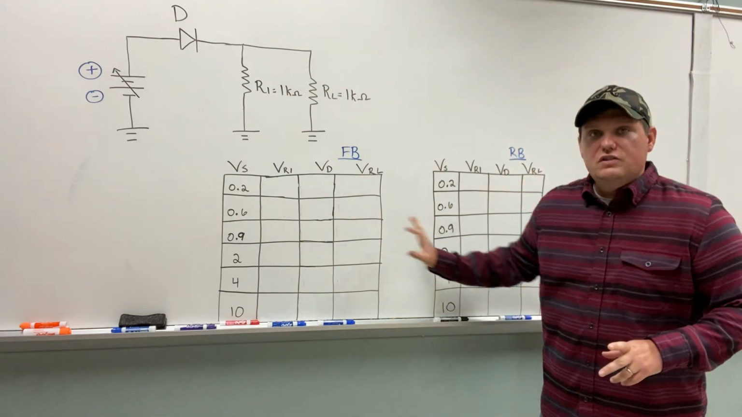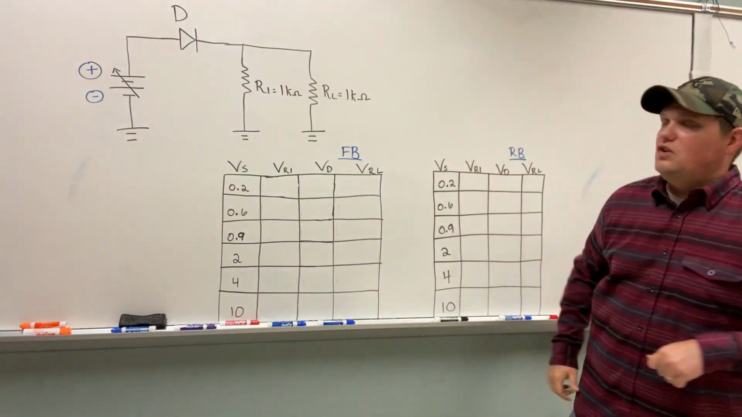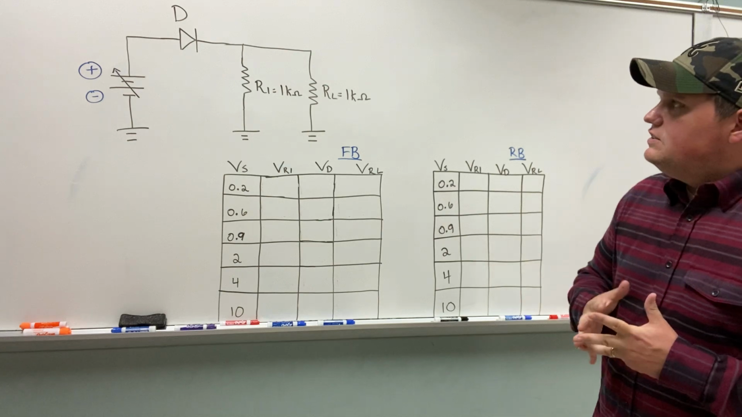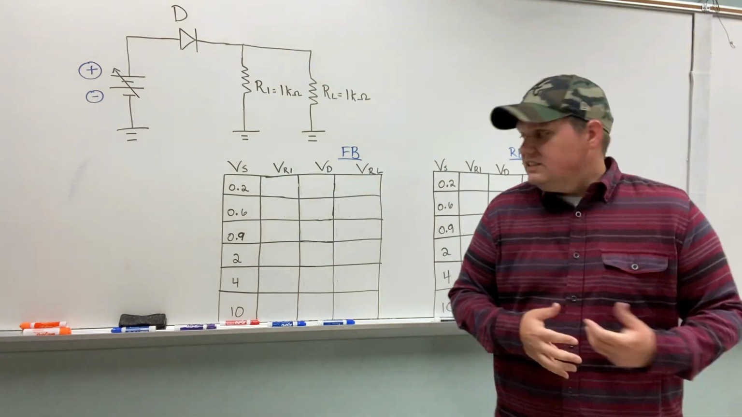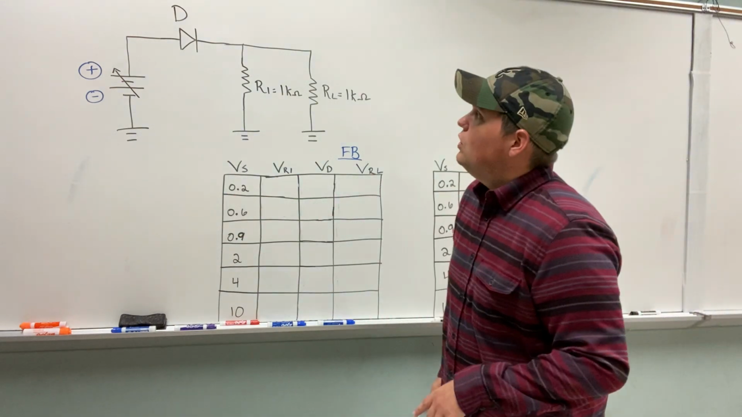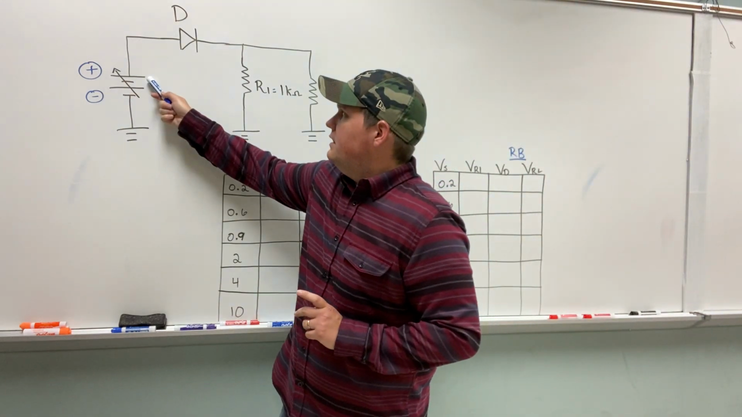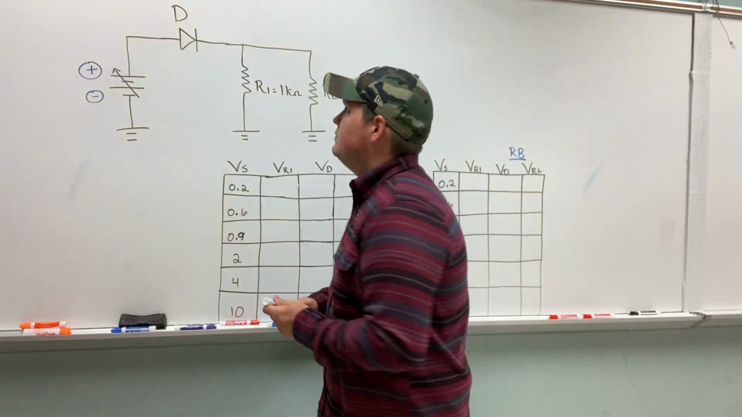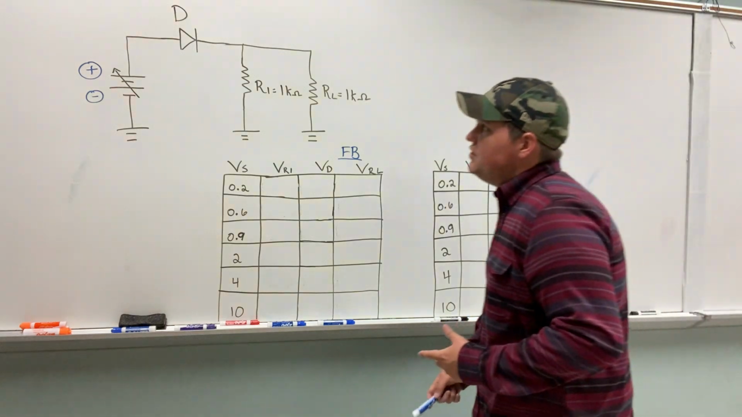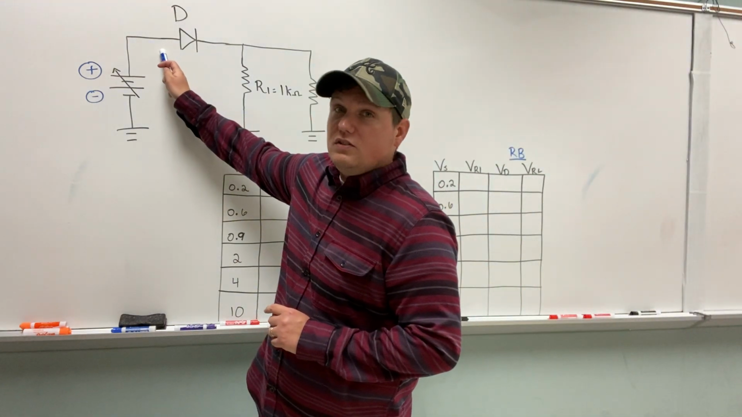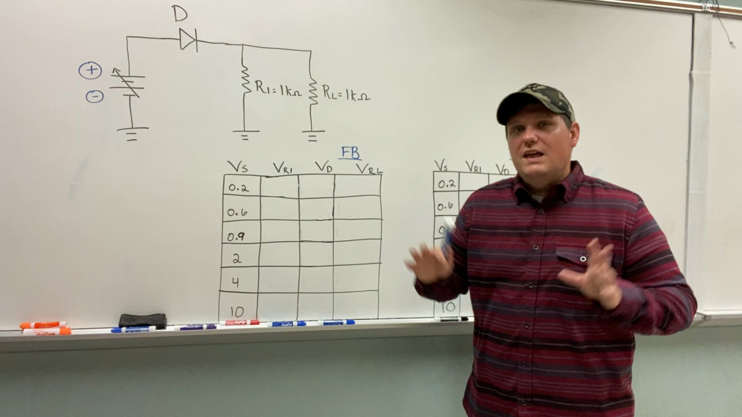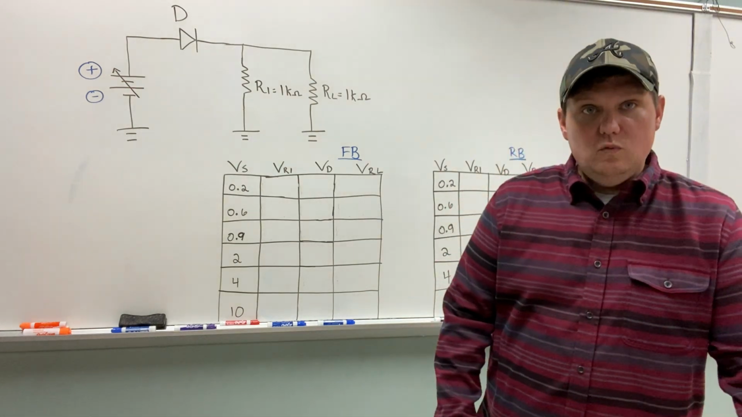So I have two different charts set up, a forward bias and a reverse bias. Looking at the circuit now, let's see if this is forward bias or reverse bias, because that's going to determine how this circuit operates. You'll notice that the positive is tied to the anode, so this is going to be forward bias. Until I reach 0.7 volts across the diode, it will not allow current flow. That's why this is a lot like a switch.